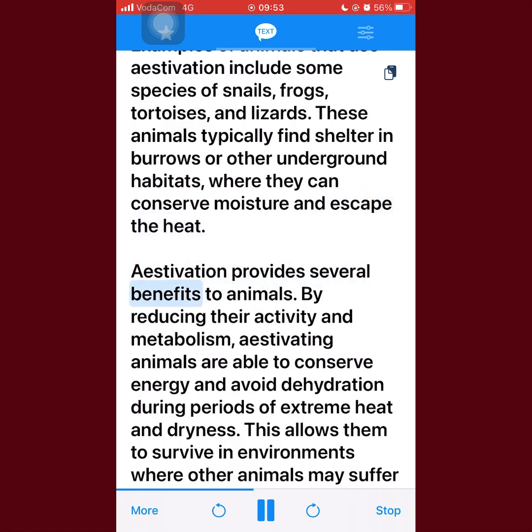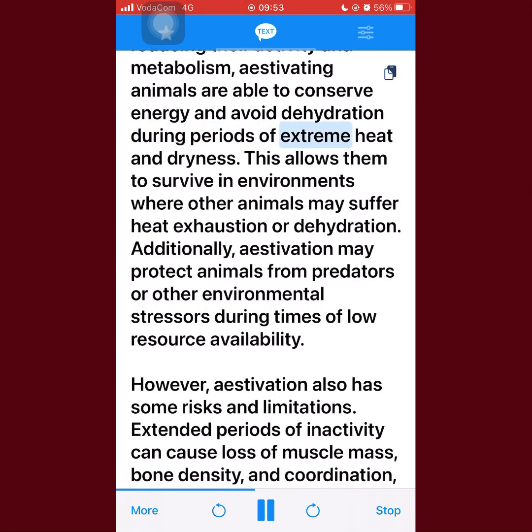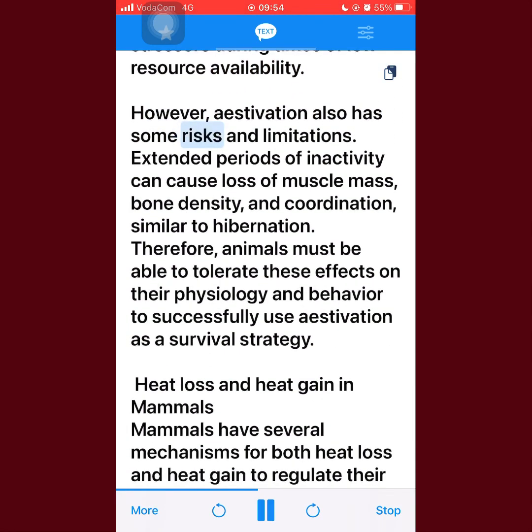Estivation provides several benefits to animals. By reducing their activity and metabolism, estivating animals are able to conserve energy and avoid dehydration during periods of extreme heat and dryness. This allows them to survive in environments where other animals may suffer heat exhaustion or dehydration. Additionally, estivation may protect animals from predators or other environmental stressors during times of low resource availability. However, estivation also has some risks and limitations. Extended periods of inactivity can cause loss of muscle mass, bone density, and coordination, similar to hibernation. Therefore, animals must be able to tolerate these effects on their physiology and behavior to successfully use estivation as a survival strategy.